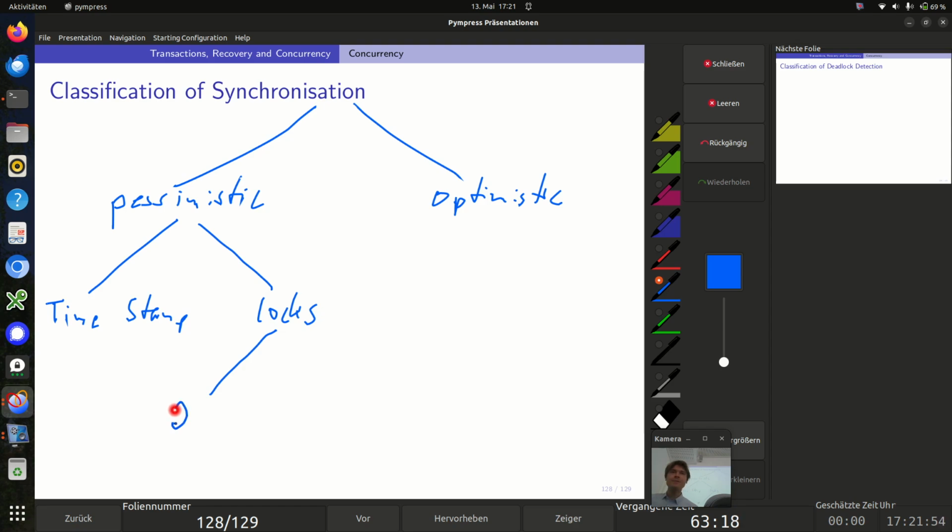So locking would mean the two-phase locking or the strict two-phase locking, and then one idea would be the multi-granularity locking. And optimistic would be either real optimistic or using snapshot isolation. I wanted to show you this kind of classification.